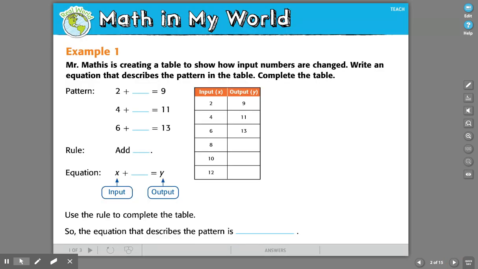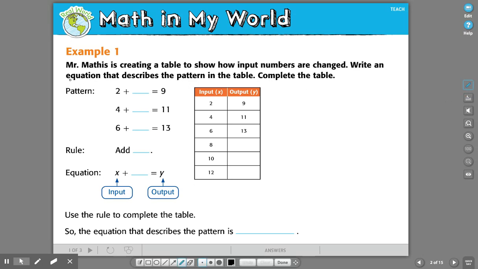So my slides are going to look just a little bit different than what you're used to seeing, but it's the same thing that's in your math book. So we're going to look at example number 1 on page 439. Here we go. It says Mr. Matthias is creating a table to show how input numbers are changed. Write an equation that describes the pattern in the table. Complete the table. So the big part of this today is the writing of the equation.